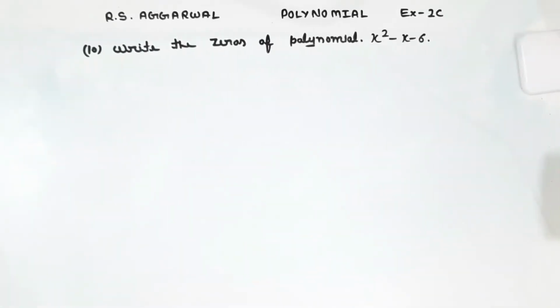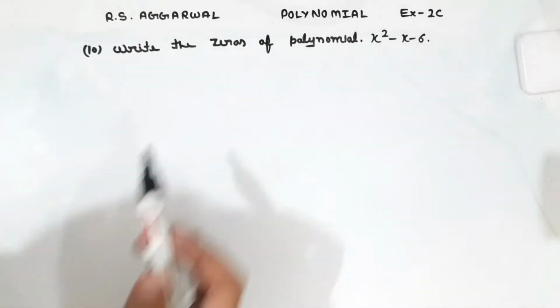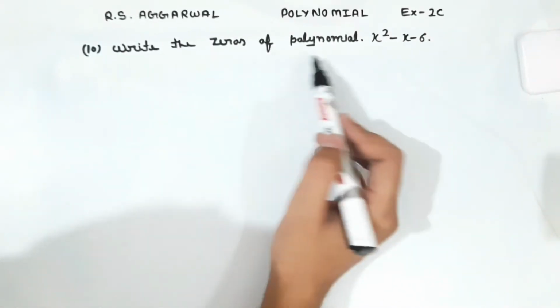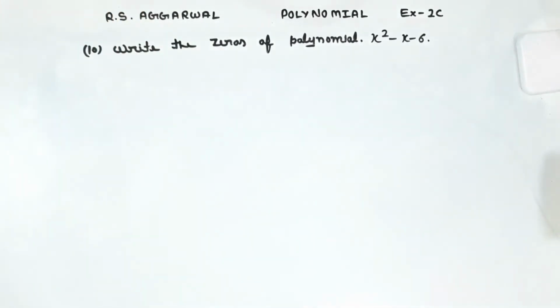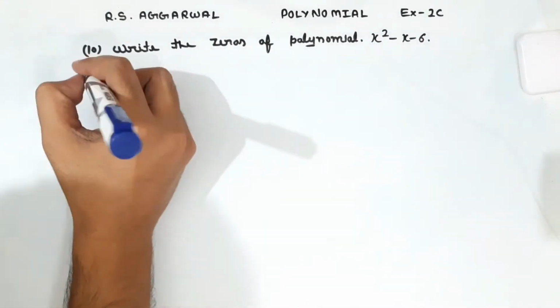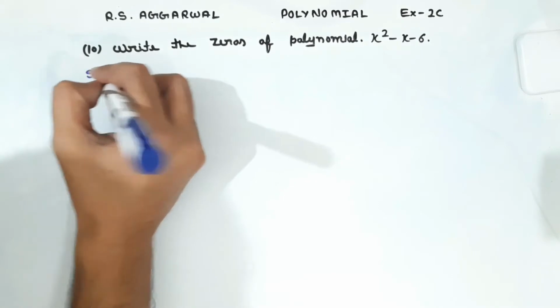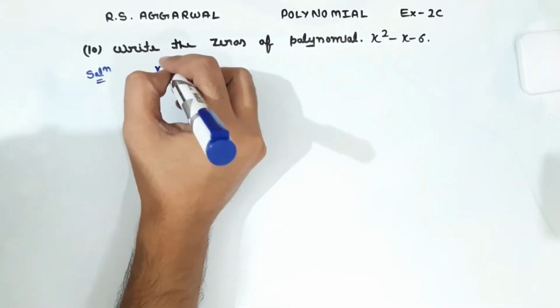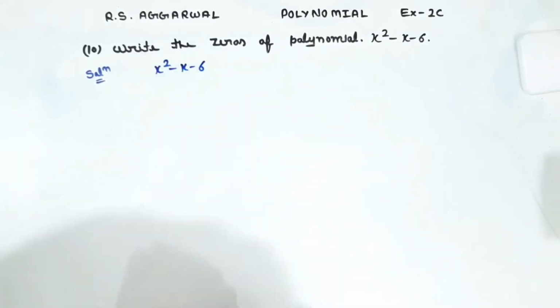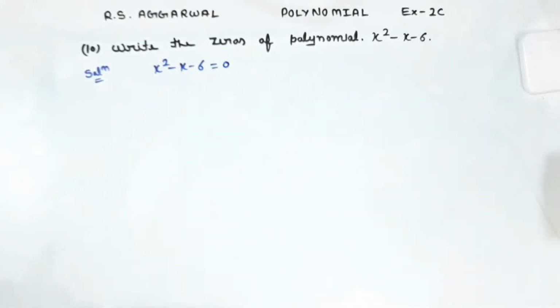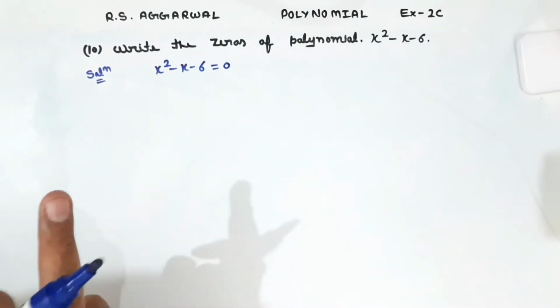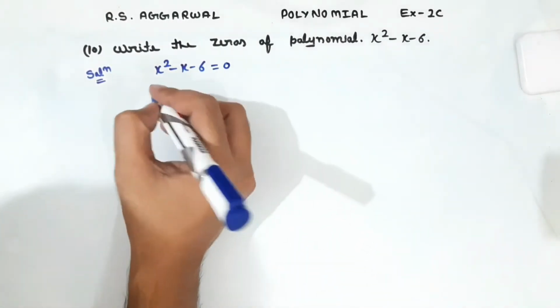R.S. Agrawal, chapter Polynomial, exercise 2G, question number 10. In question number 10, he is asking to write the zeros of the polynomial x square minus x minus 6. In this problem, we have to find the zeros of the given polynomial. So our polynomial is x square minus x minus 6 equals to 0. So we will find the zeros of the given polynomial by the middle term splitting method.